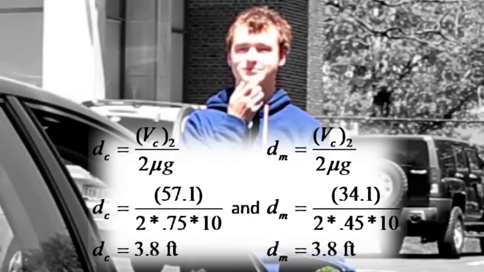Using the distance formula, distance equals velocity at point 2 squared divided by 2 times coefficient of friction times gravity. For the car, that means 57.1 divided by 2 times 0.75 times 10, which means 3.8 feet. And for me, the distance is equal to 34.1 divided by 2 times 0.45 times 10, which equals 3.8 feet. Well, darn.